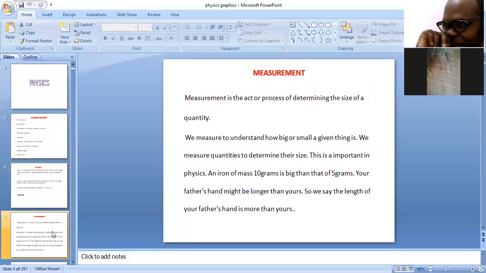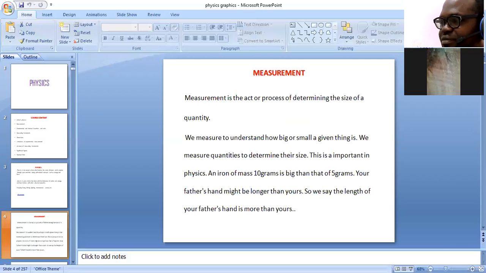So the first topic in physics that we normally look at is what we call measurements. And measurements is actually the act or process of determining the size of a quantity. Whenever you determine the size of anything, then you're said to be measuring that very thing. So when you determine the size of something, you're actually measuring that thing.